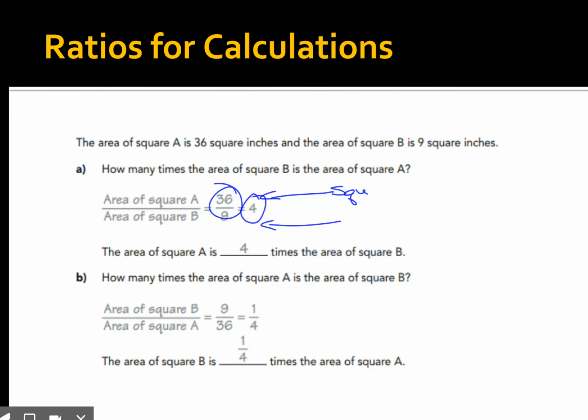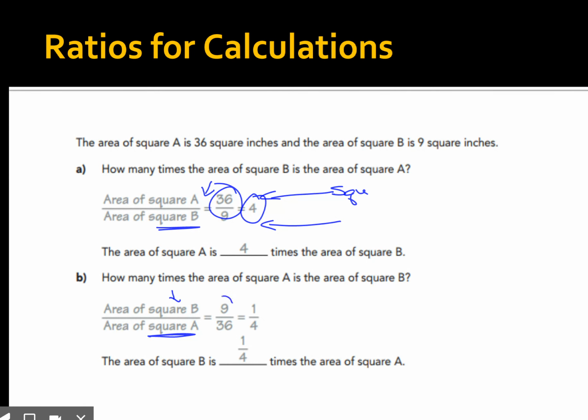Again, the order of the wording is very important. How many times the area of square B is the area of square A. When they word it like that, square B is on the bottom and square A is on the top. So in part B, they flip it. How many times the area of square A is the area of square B. So square A is on the bottom because they say it first, and square B is on the top.